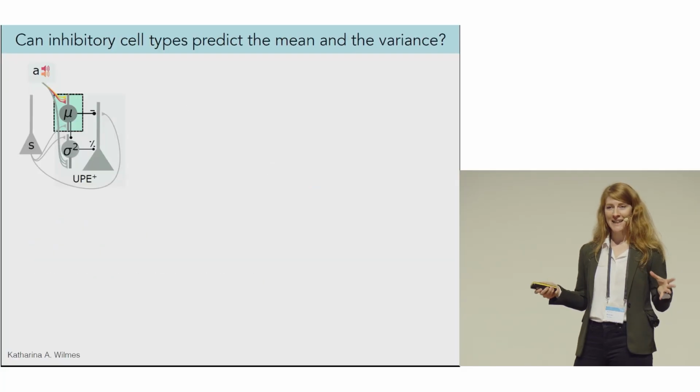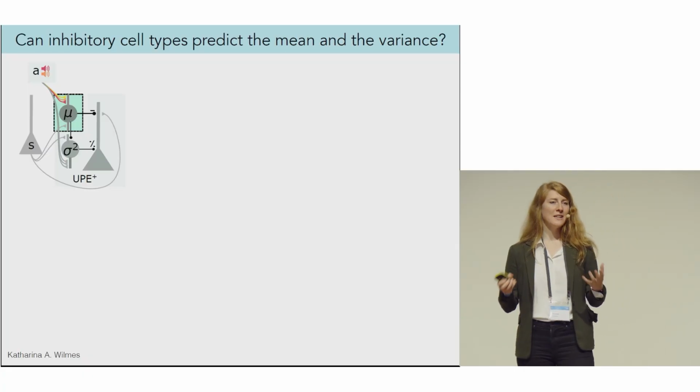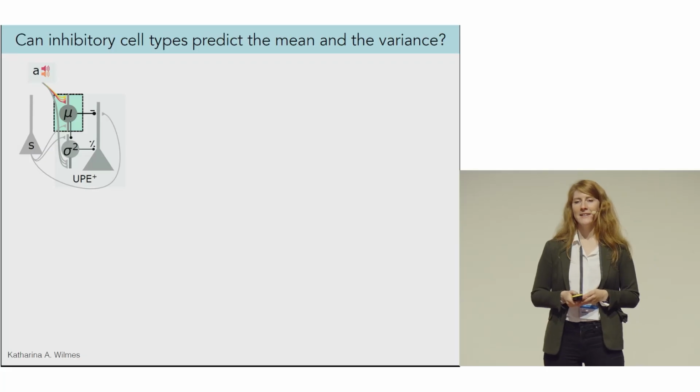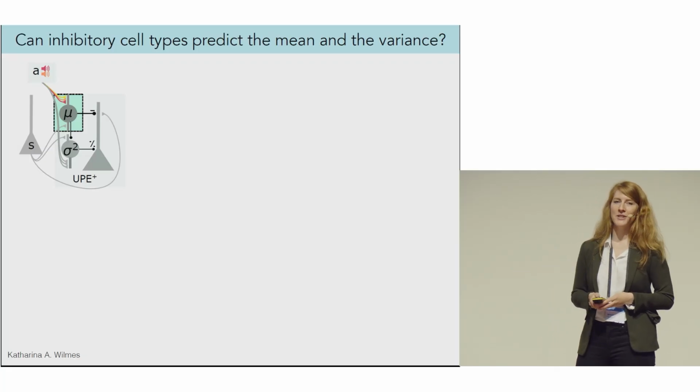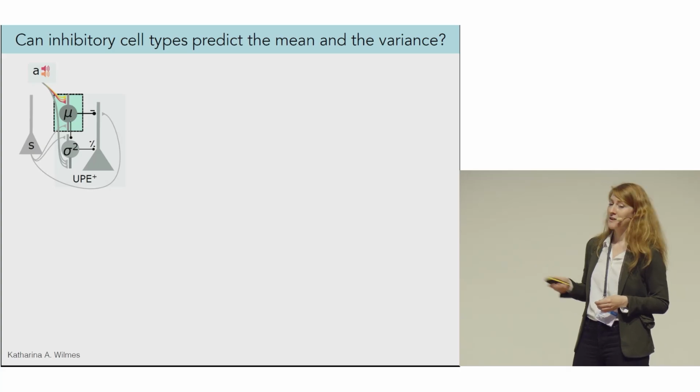To investigate whether these cortical circuits with different cell types can actually locally learn to predict means and variances of their inputs, we simulated a little rate-based circuit model consisting of different cell types, consisting of the error neurons and also the SSTs and the PVs.